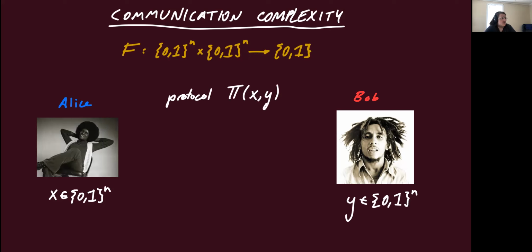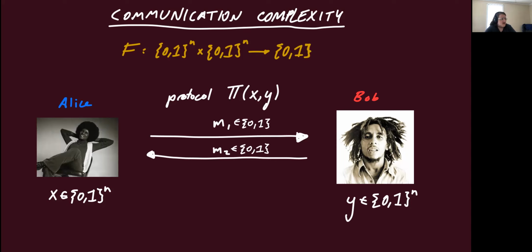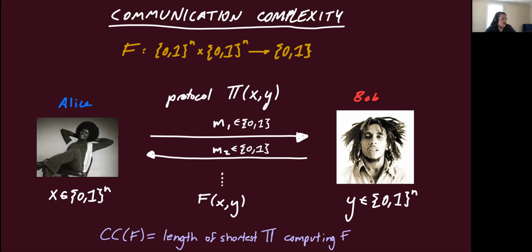So in particular, they're going to engage in some communication protocol pi. And what that means is Alice will send some message based off of her input. Bob will send some other message based off of the messages he's received so far, and so on until hopefully they compute the value of F, which is some value 0 or 1. Okay. And the notion of complexity that we're interested in for these protocols is the length, which means the total number of bits which are sent. And I'll use CC of big F to refer to the length of the shortest protocol pi computing this big F.